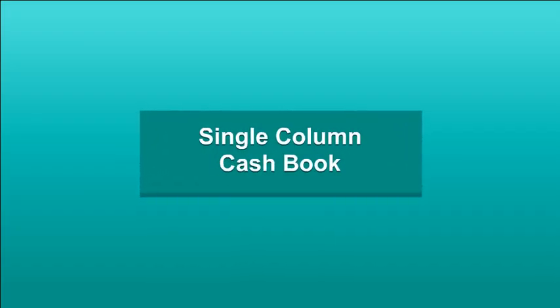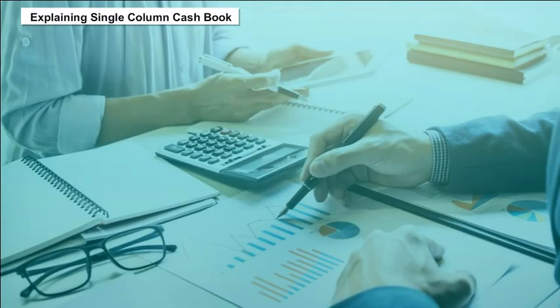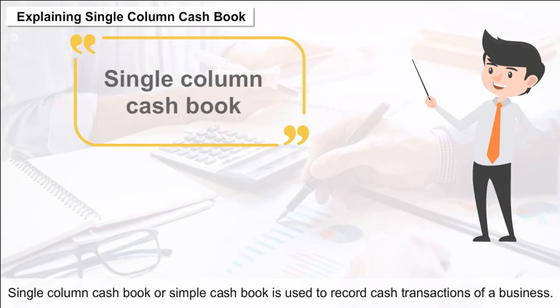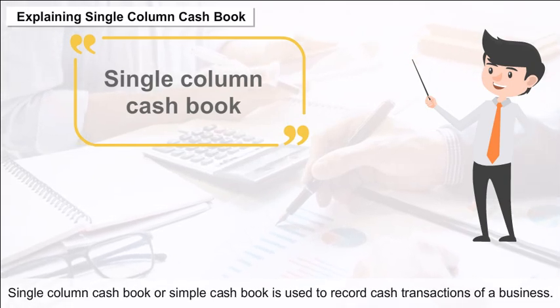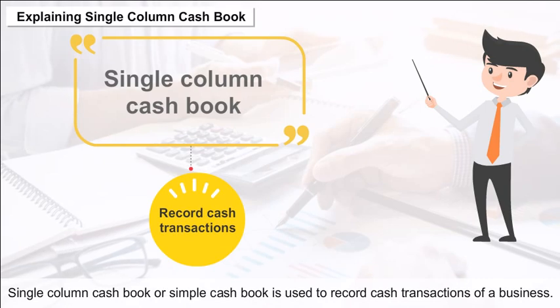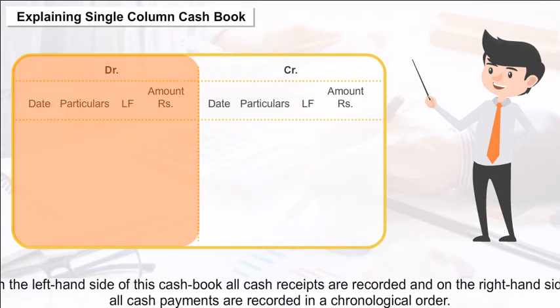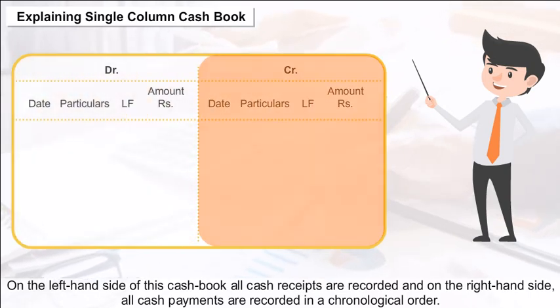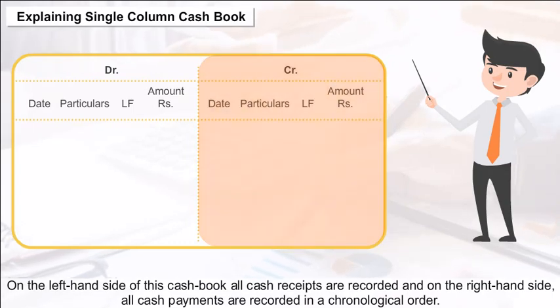Single column cash book. Explaining single column cash book. A single column cash book or simple cash book is used to record cash transactions of a business. On the left-hand side of this cash book, all cash receipts are recorded, and on the right-hand side, all cash payments are recorded in a chronological order.